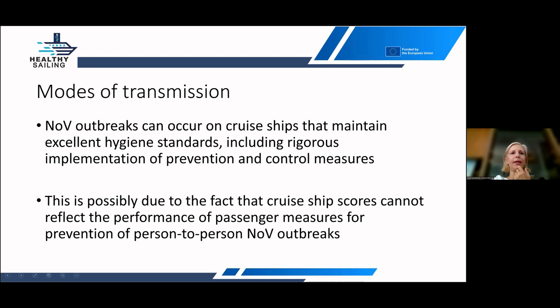Norovirus outbreaks can occur on cruise ships that maintain excellent hygiene standards, including rigorous implementation of prevention and control measures. Of course, this is also highlighted by studies that associated inspection scores of cruise ships with ships that have reported outbreaks, and there is no association. So this is possibly due to the fact that cruise ship scores cannot reflect the performance of passenger measures for prevention of person-to-person norovirus outbreaks. So the factors that contribute to person-to-person transmission cannot be checked through routine inspections or are not currently captured in the inspection programs.